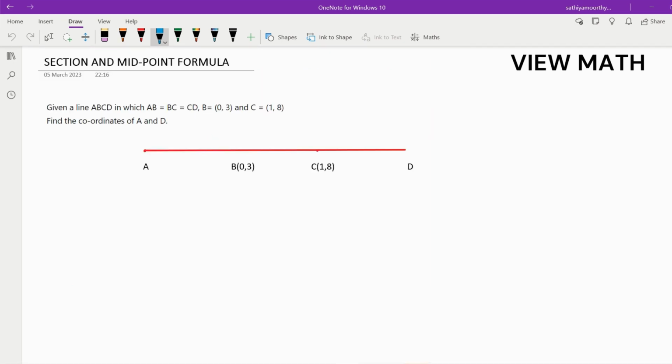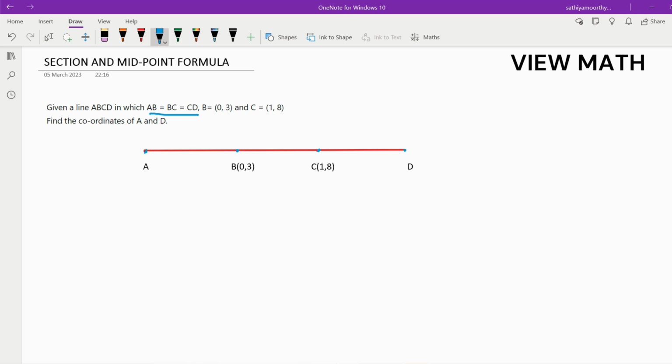Next problem. Given a line A, B, C, D in which AB is equal to BC is equal to CD, B is (0, 3) and C is (1, 8). Find the coordinates of A and D. Now you can see there is a line A, B, C, D. In this line AB is equal to BC is equal to CD, they have given. So suppose this is a point B and this is a point C and D and this is A.